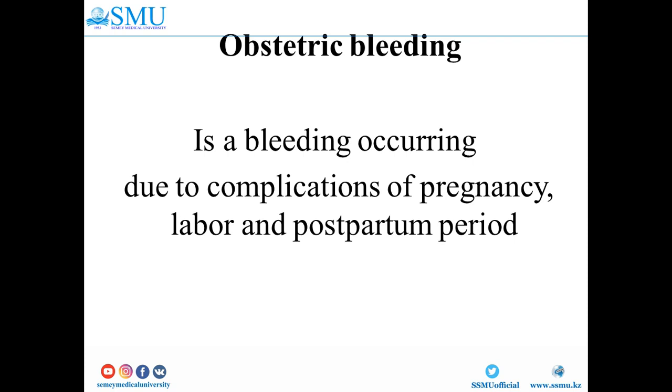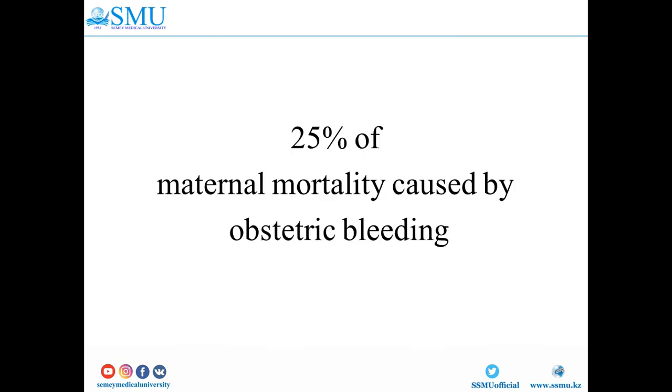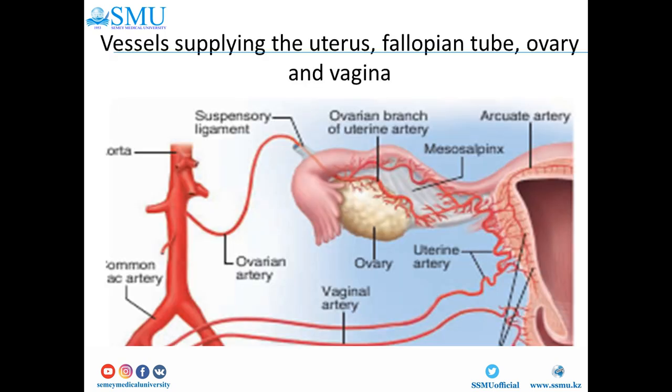Obstetric bleeding is a bleeding occurring due to complications of pregnancy, labor, and postpartum period. Percent of maternal mortality caused by obstetric bleeding. Here you can see vessels supplying the uterus, fallopian tube, ovary, and vagina.